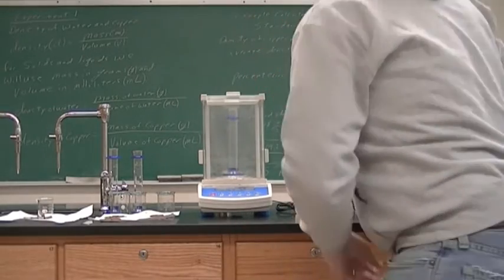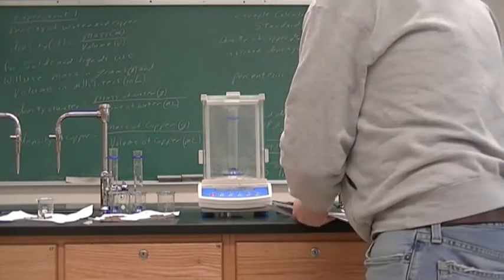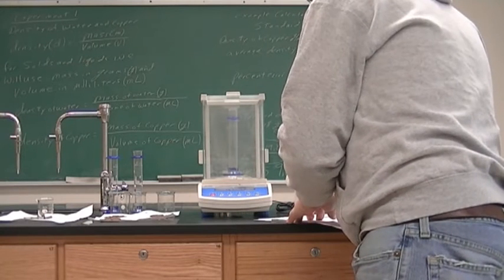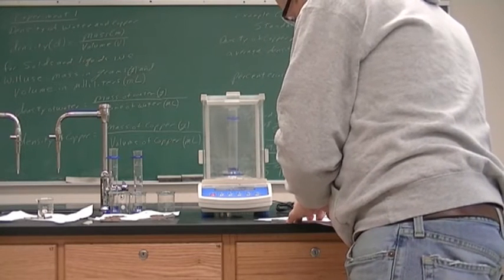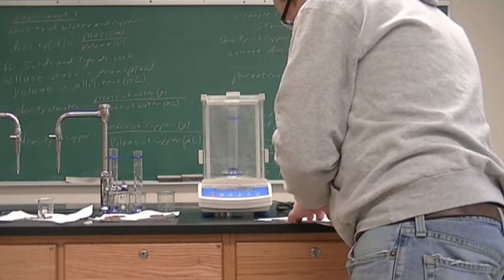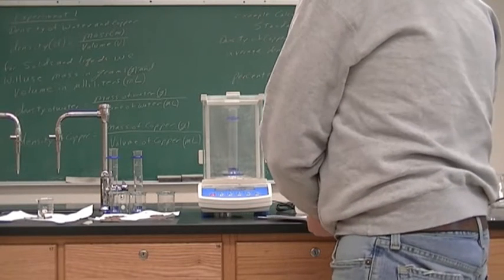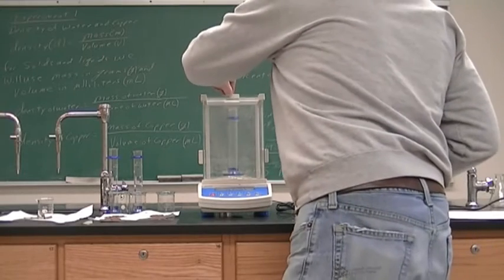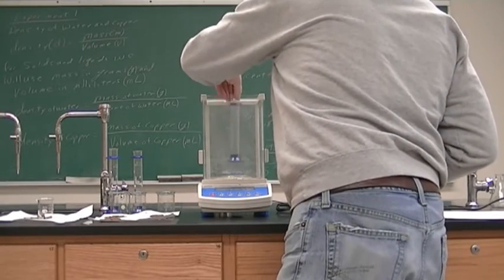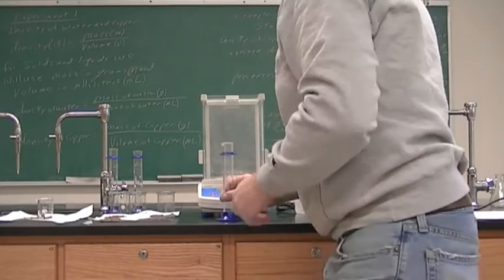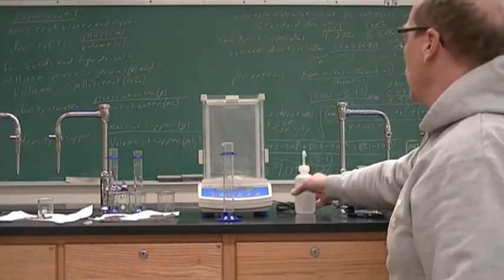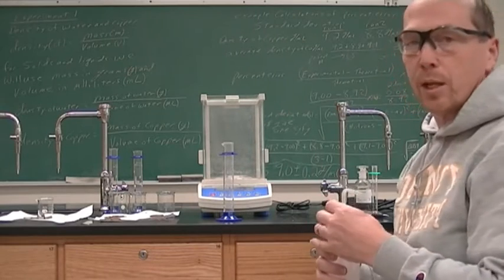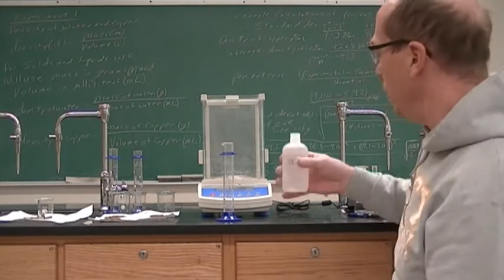Alright, and the mass of our 50 mil graduated cylinder is 76.5602 grams. That is the mass of the graduated cylinder, a 50 mil graduated cylinder. So now the procedure says to add between 30 and 40 milliliters of deionized water.